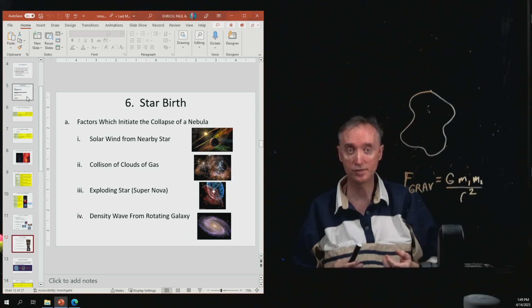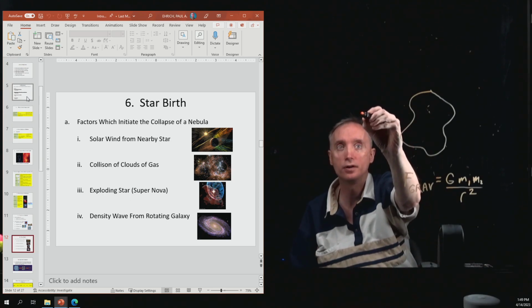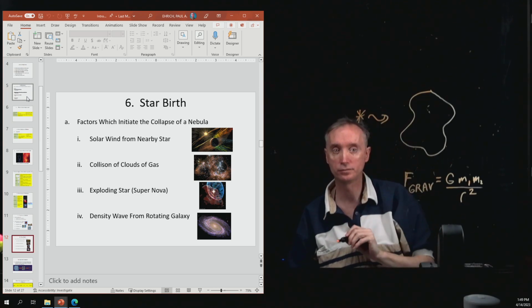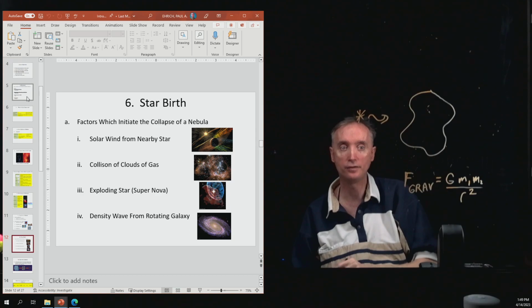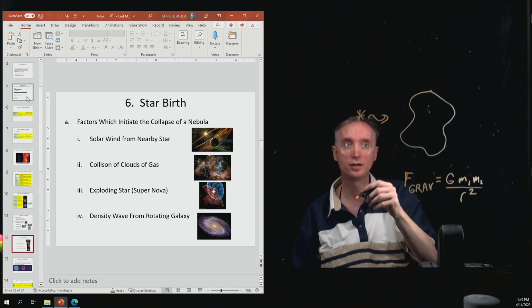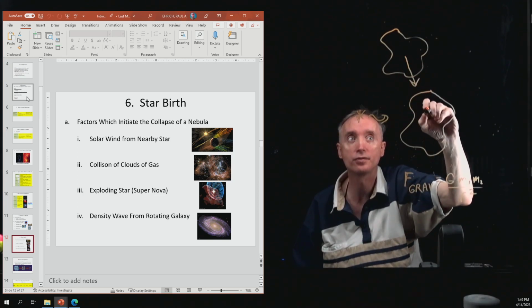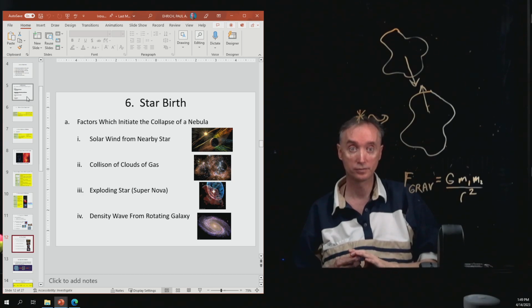So what are some ways that we could give a shove to that cloud? Well, one is solar wind. If you've got a star over here, we know that a star gives off a solar wind. So that solar wind could compress this gas cloud enough that gravity could take over. Okay, the next one is a collision with another cloud. Let's say this cloud is moving in this direction and this one's moving in that direction, and when they collide, they compress each other. And so that might be enough to get gravity to take over.